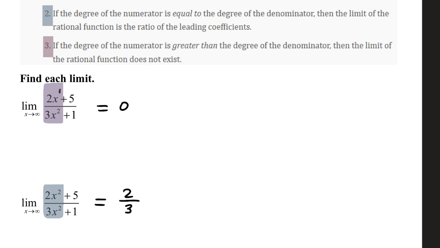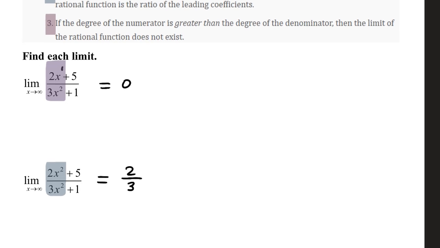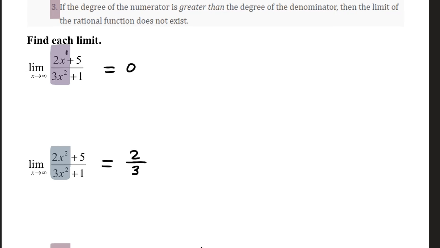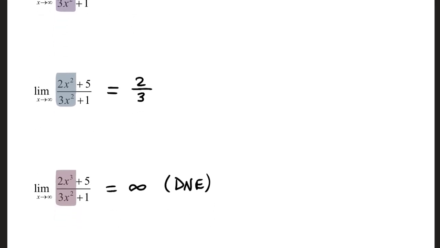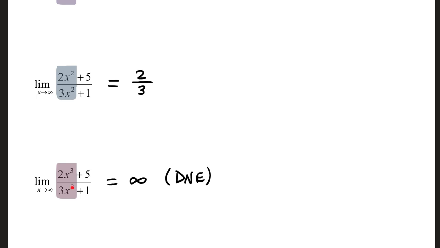And then finally, number three, if the degree of the numerator is greater than the degree of the denominator, then the limit of the rational function does not exist. Once again, I'm going to make one modification, and I'm just going to make the denominator smaller than the numerator. So I've changed this power one higher to a cube. Cubing a large number is way larger than squaring a large number. Since the numerator is going to get larger faster, this limit doesn't exist. Those values will continually get larger and larger.